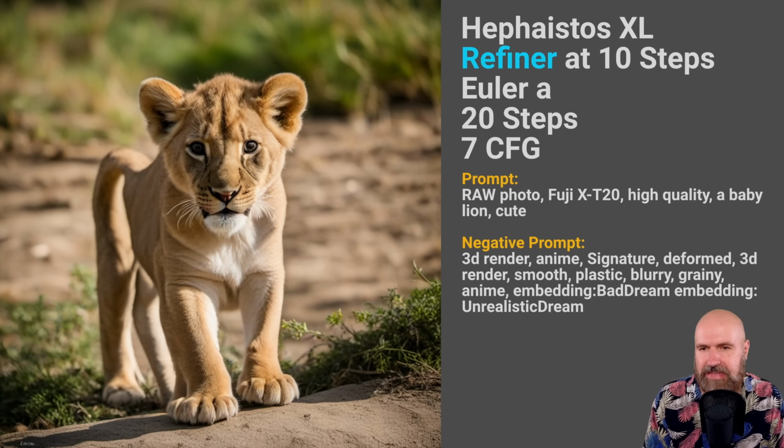Here we have the same image, but now the refiner is at 10 steps. Although it's going to add more detail, it also introduces some errors to the image, especially here at the end of the baby lion cub. You can see that the legs look kind of strange and the hip is kind of deformed, so this is not as good as with 5 steps.